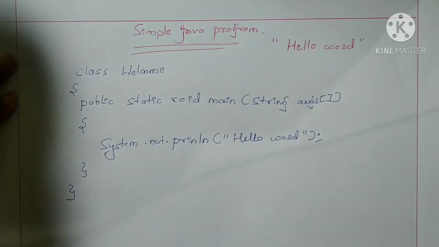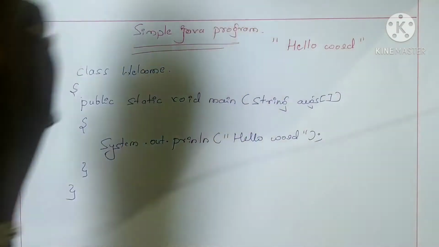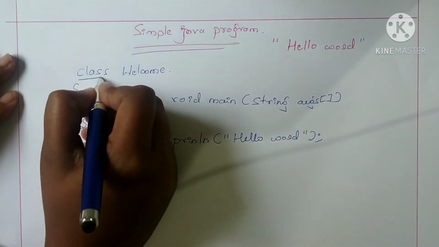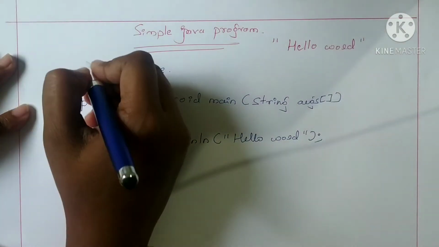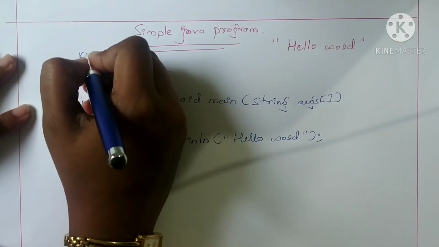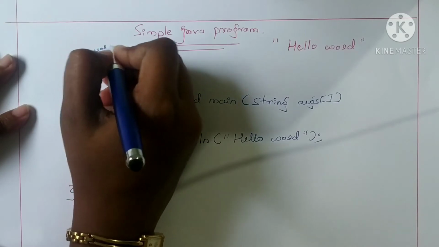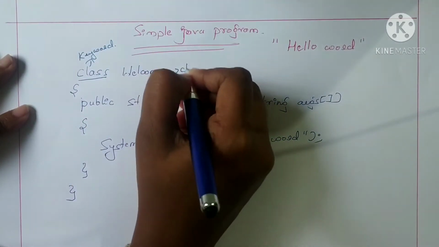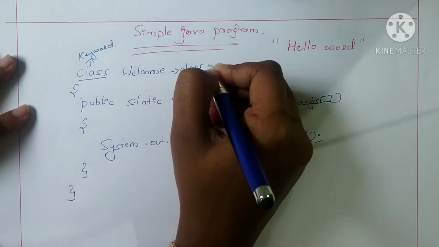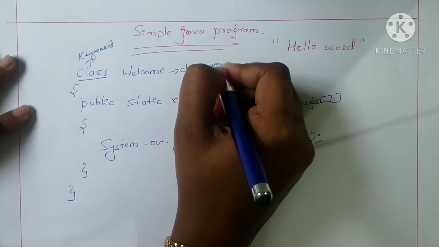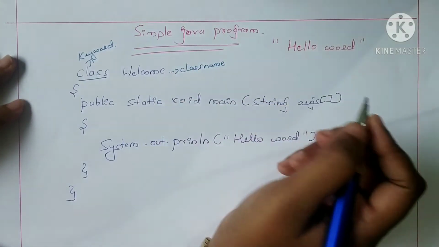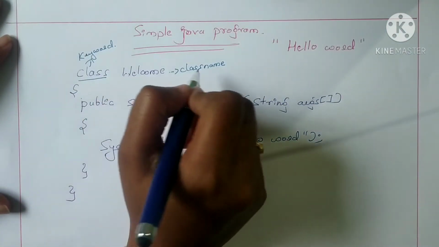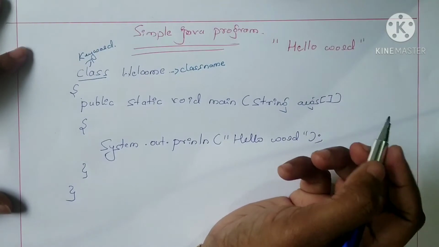Now, we can see what is class. Class is a keyword. Welcome is a class name of the program. Class is a keyword here. Welcome is a class name.